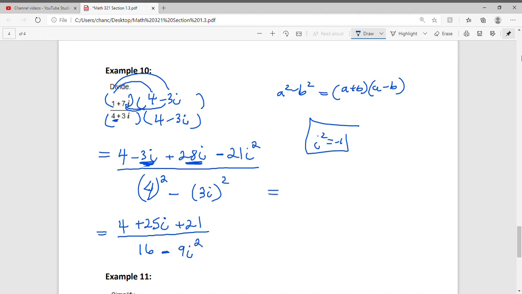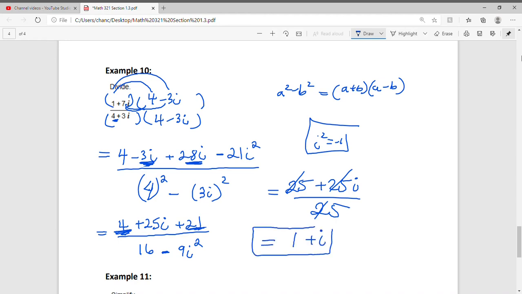Let's simplify the top. 4 plus 21, that's 25, plus 25i. And then for the bottom, I know this is actually a plus 9. This is a plus 9 down here because i squared is negative 1. So 9 plus 16 is 25 on the bottom. Hey, we can simplify each and every one of these. So we have 1 plus i is our solution for example 10.